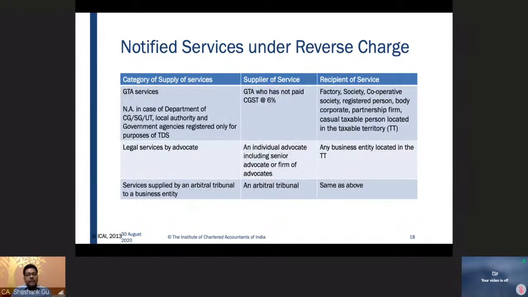Services supplied by an arbitral tribunal to a business entity. What is an arbitral tribunal? So this is a specific type of, you can say, local court, which specifically caters to matters pertaining to arbitration. So for these kinds of arbitral tribunal, where the supplier of services is the arbitral tribunal and they charge some fee, so they're providing some services, it is the recipient of such service who is liable to pay the applicable tax under GST.